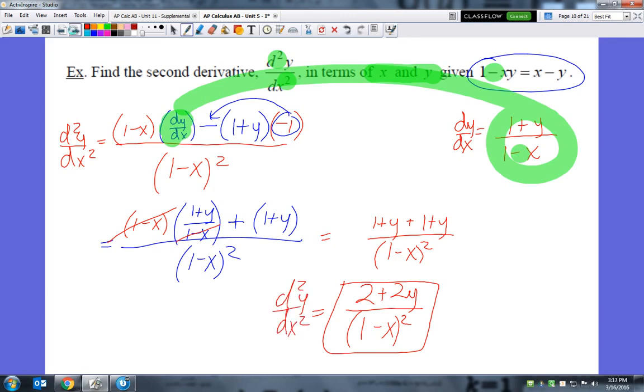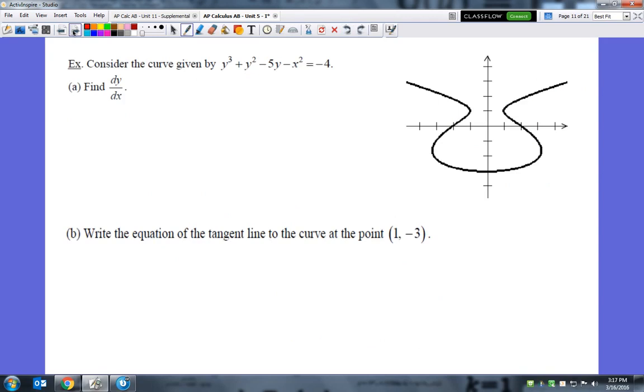Okay? Now let's move on. Consider the curve. This is not a function because obviously it fails a vertical line test, but we're trying to find the derivative as far as the dy/dx.